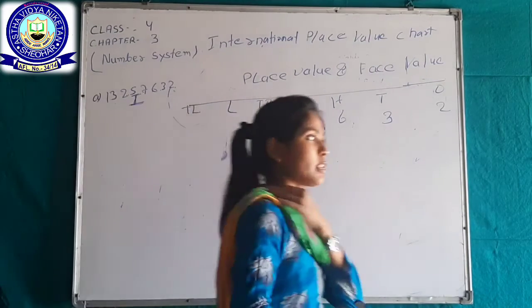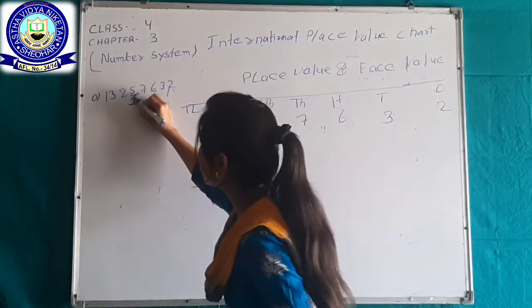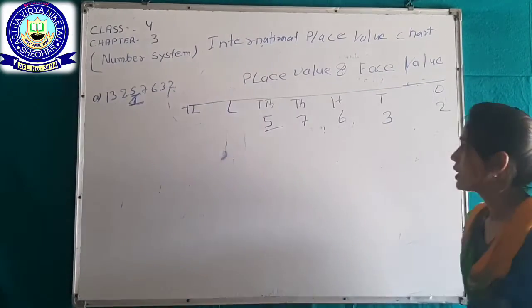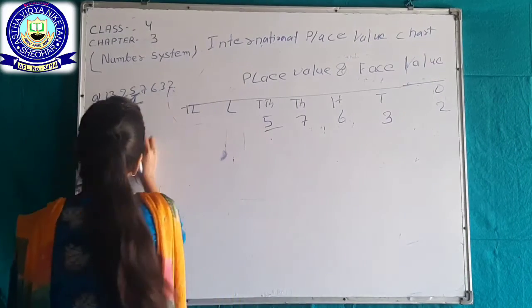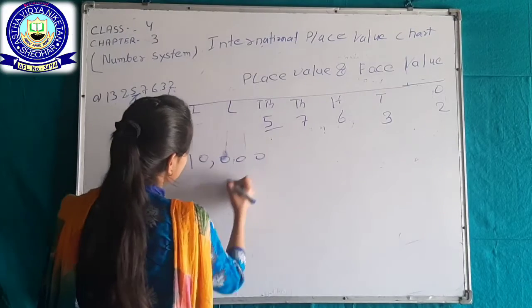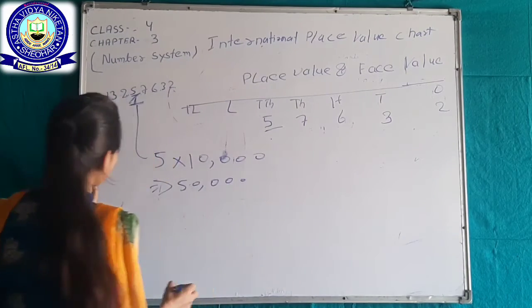When you have to find out the place value of any digit, first of all you have to find out the position of that digit. The position of that digit is 10,000, so 5 multiplied by 10,000 equals 50,000, which is the place value of 5.